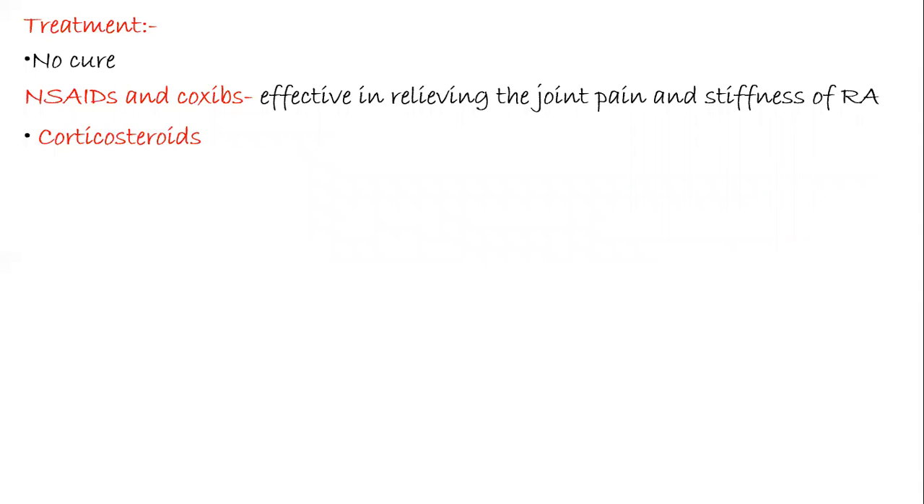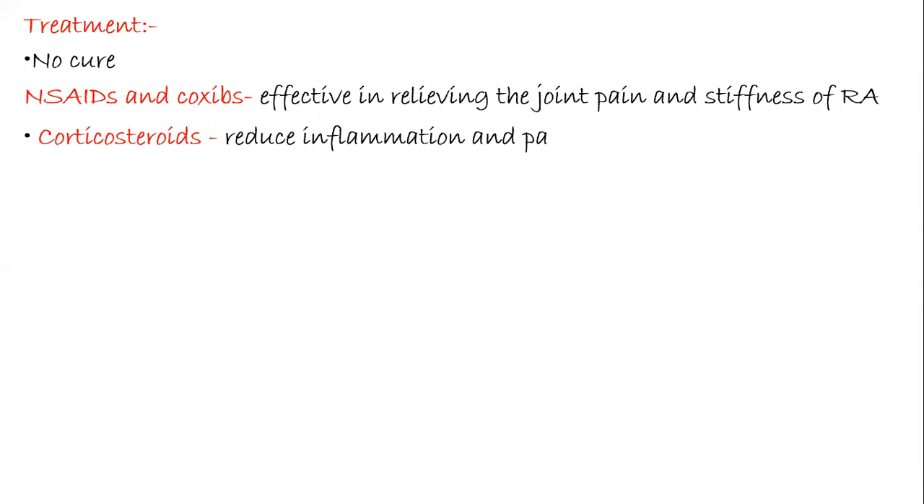Now we'll take a look at the treatment. First of all, it is very clear that there is no complete cure for rheumatoid arthritis. Secondly, what you have to focus on is to reduce the symptoms. The first thing is you have to give the patient NSAIDs or COX-2 inhibitors. They are effective in relieving the joint pain and stiffness of rheumatoid arthritis.